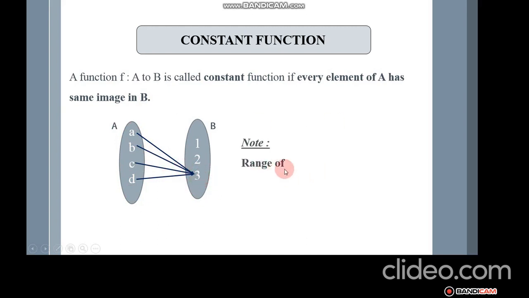Here the range of f is a singleton set. So always the range of a constant function is a singleton set. It has only one image, so it is a singleton set.